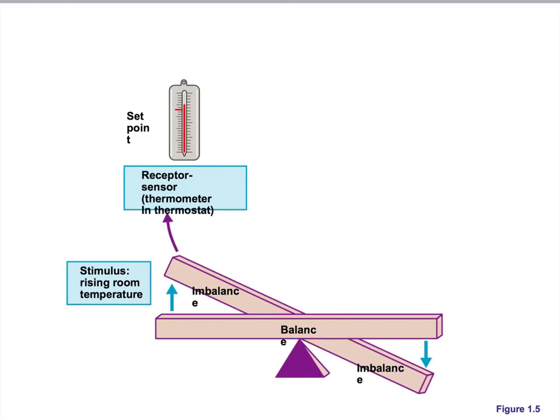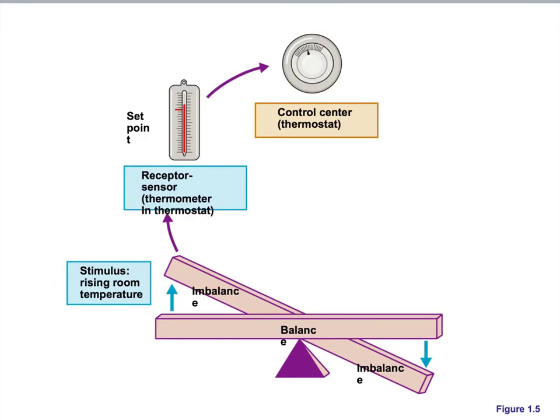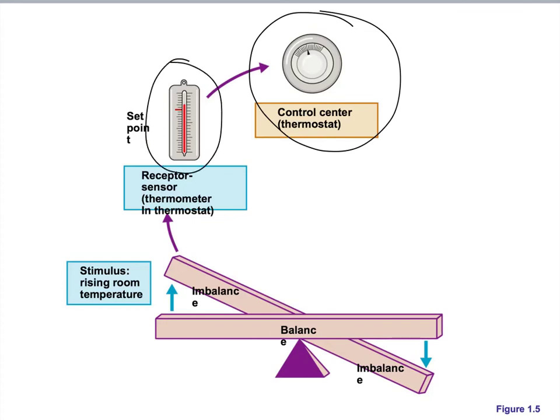So you have a set point. You set your thermostat at something. So that thermostat is your receptor. It's monitoring the temperature of the room. So here's your thermostat. This is where you have set the control center. This is where you set what temperature it is, and this thermometer here is monitoring that, okay?